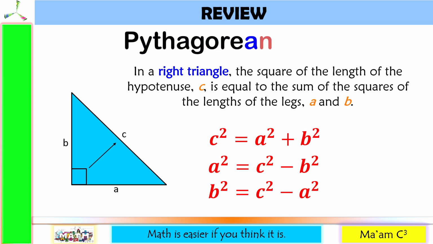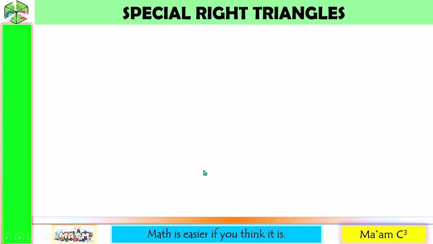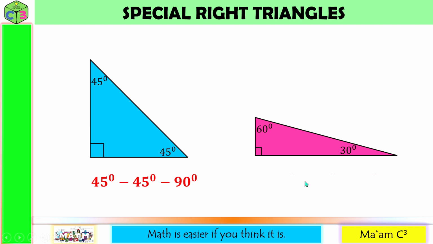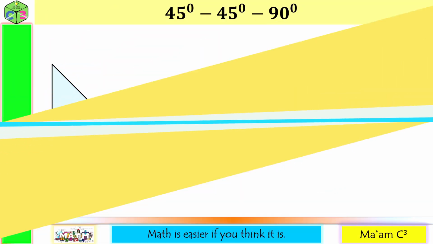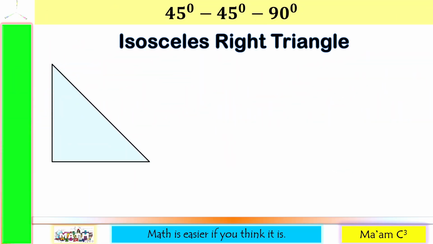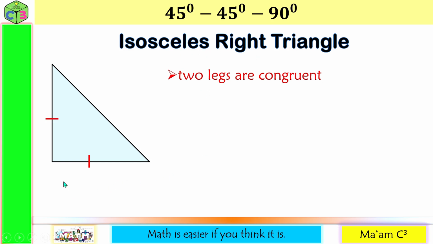We have what we call special right triangles. These are the 45-45-90 degrees triangle, and we also have the 30-60-90 degrees triangle. Let's start with the 45-45-90 degrees triangle. It is also known as the isosceles right triangle. It is isosceles because the two legs are congruent. It is right because there is a right angle.